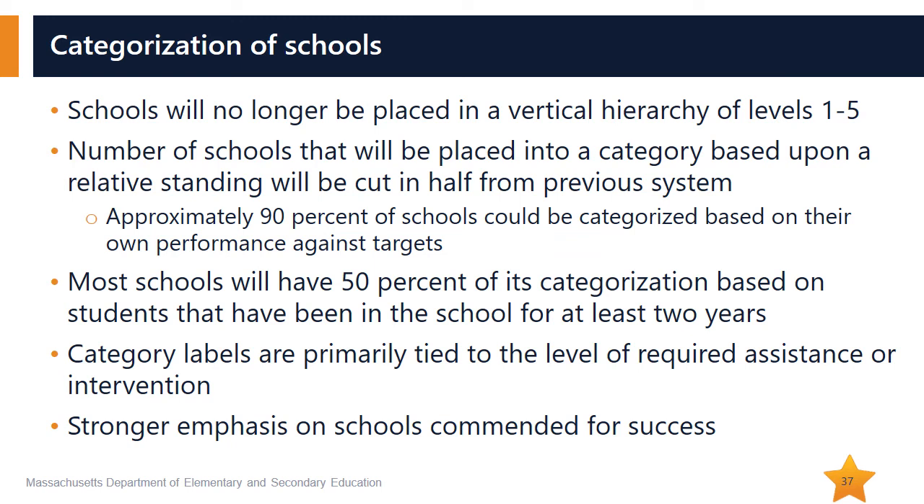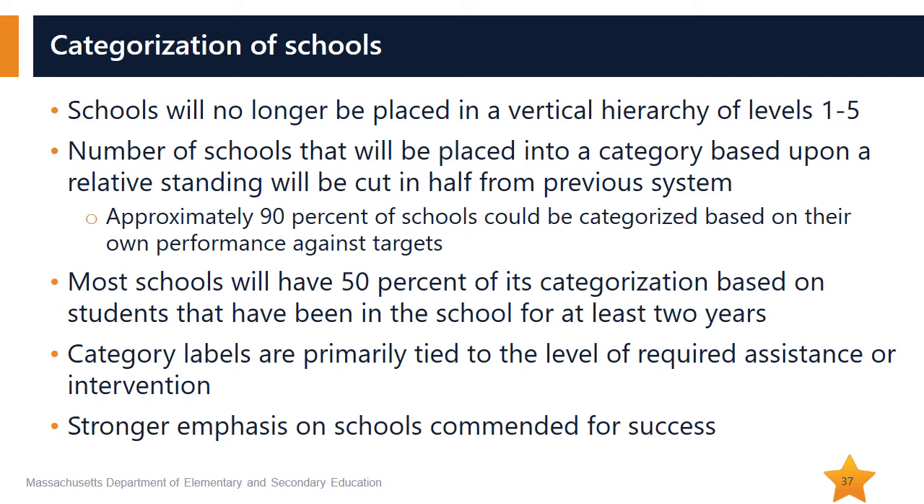In the new accountability system, schools will no longer be placed into accountability and assistance levels 1 through 5. As we talk about accountability determinations for schools and districts moving forward, we will refer to the determinations as categories, not levels. The number of schools that will be placed into an accountability category based on their percentile will be cut in half. Under the old system, the lowest performing 20% of schools were automatically placed into level 3.